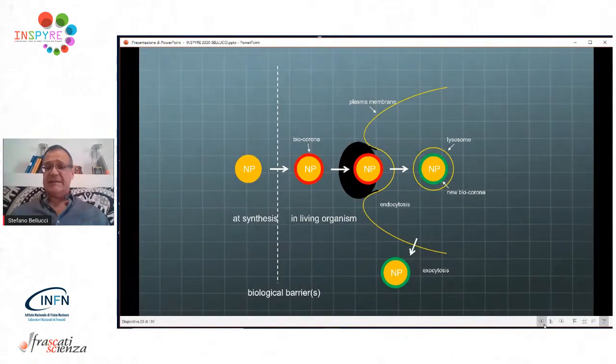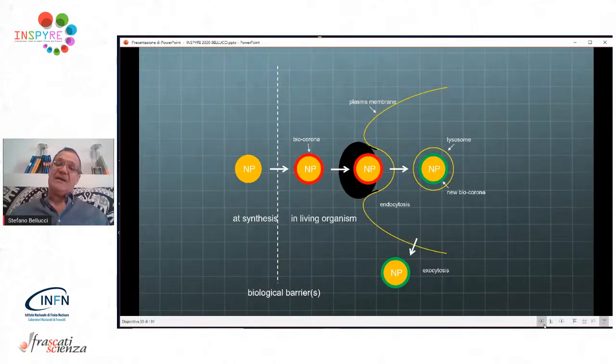In both cases, the nanoparticle changes when it crosses the biological barrier, entering the living organism, and gets surrounded by a biocorona, this red thin layer that I put around it. Normally, this is an almost universal feature of nanoparticles, independent of shape, but it can be enhanced and fostered by engineering the surface of the nanoparticle as well as its shape.